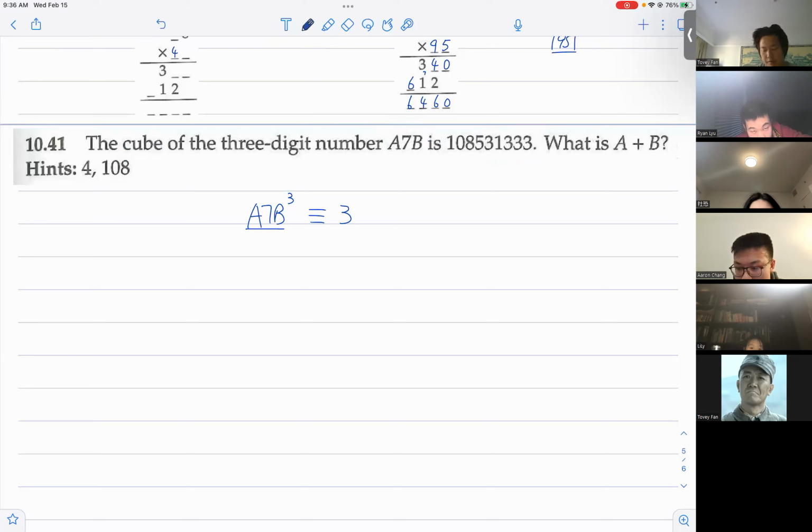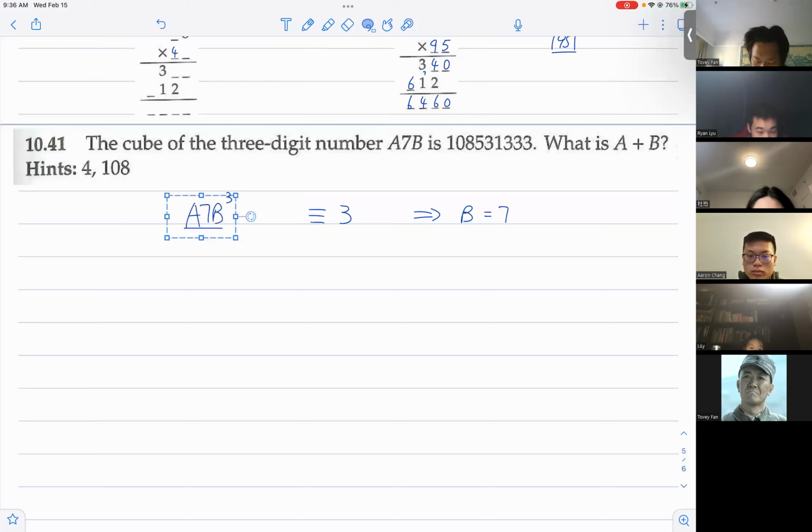For this b, we don't need to consider even numbers, because the cube of an even number must be even, it can't be odd. 5 is also impossible, and 1 is also impossible, so we can quickly rule it down to 7, right? So everyone, that makes sense? B is 7, right? To be more specific, we could say that a7b cubed has a unit digit of b cubed, and it's going to be 3, so b is 7. B is 7, the only possible case. Now what about A?